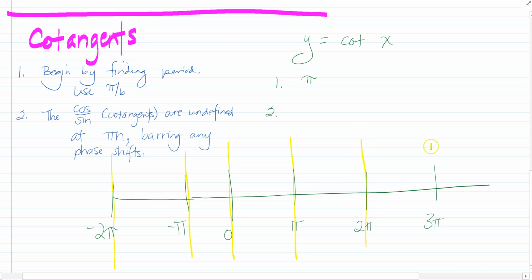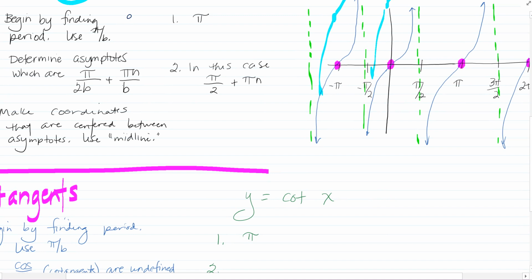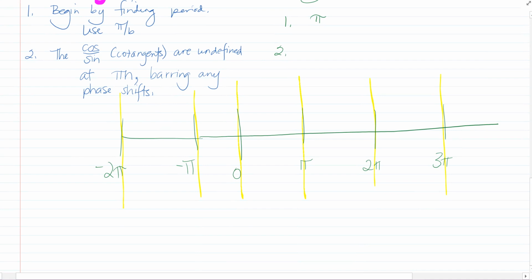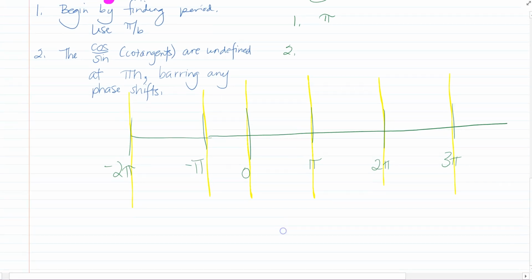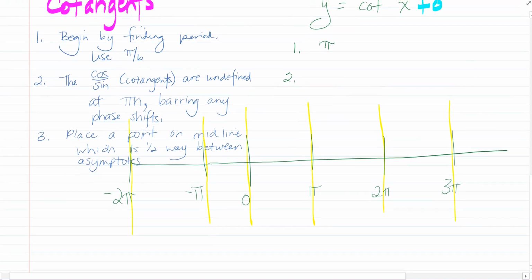On cotangents, one of the telltale signs you can tell that you're working with the cotangent is that one of the asymptotes is on the 0, whereas it's not on the 0 on the tangent. So I've done that. Now I'm going to find my midline. So step 3 is to find your midline and place a coordinate or a point on each midline. Okay, so I wrote that for you, and the midline here is a plus 0. And here's what's so nice. There's so much symmetry. Place a point on the midline which is halfway between the asymptotes.